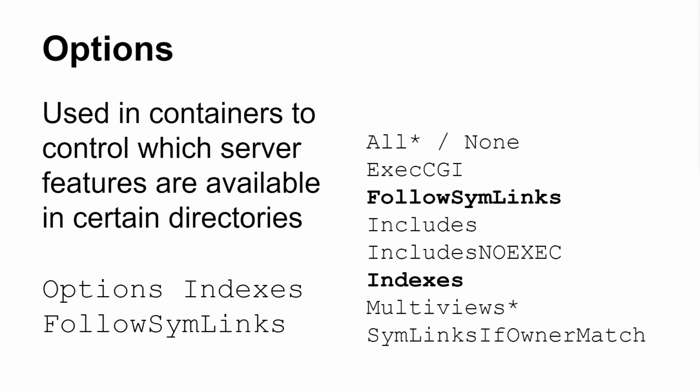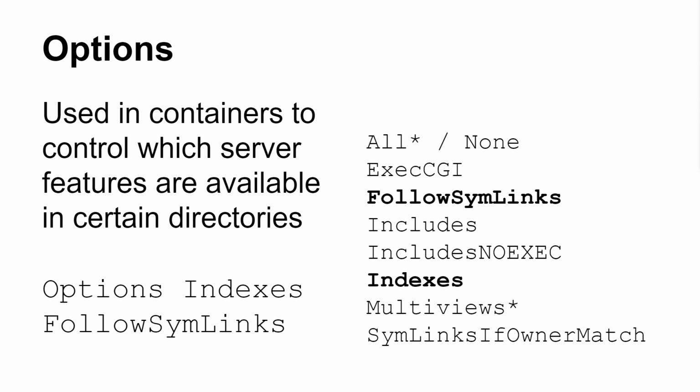Specific options that often will be part of each of these containers, either directories or files or even htaccess files, typically include this set here. The most common ones are going to be Options Indexes and FollowSymLinks. FollowSymLinks essentially allows Apache to follow Linux symbolic links as if they were real paths and real files.